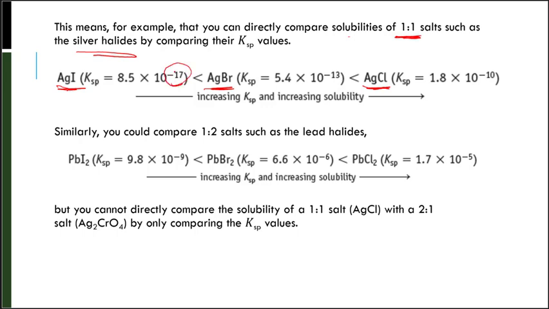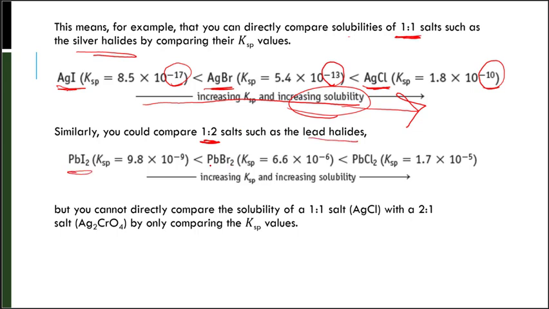Notice this is 10 to the negative 17th, 10 to the negative 13th, 10 to the negative 10th. We are increasing KSP, therefore we're increasing solubility. Similarly, you could compare 1-to-2 ratio salts like lead halides, lead iodide, lead bromide, lead chloride. Notice this is all a 1 lead to 2 anions, and I'm going from 10 to the -9 to -6 to -5. So again, I'm increasing KSP and increasing solubility.